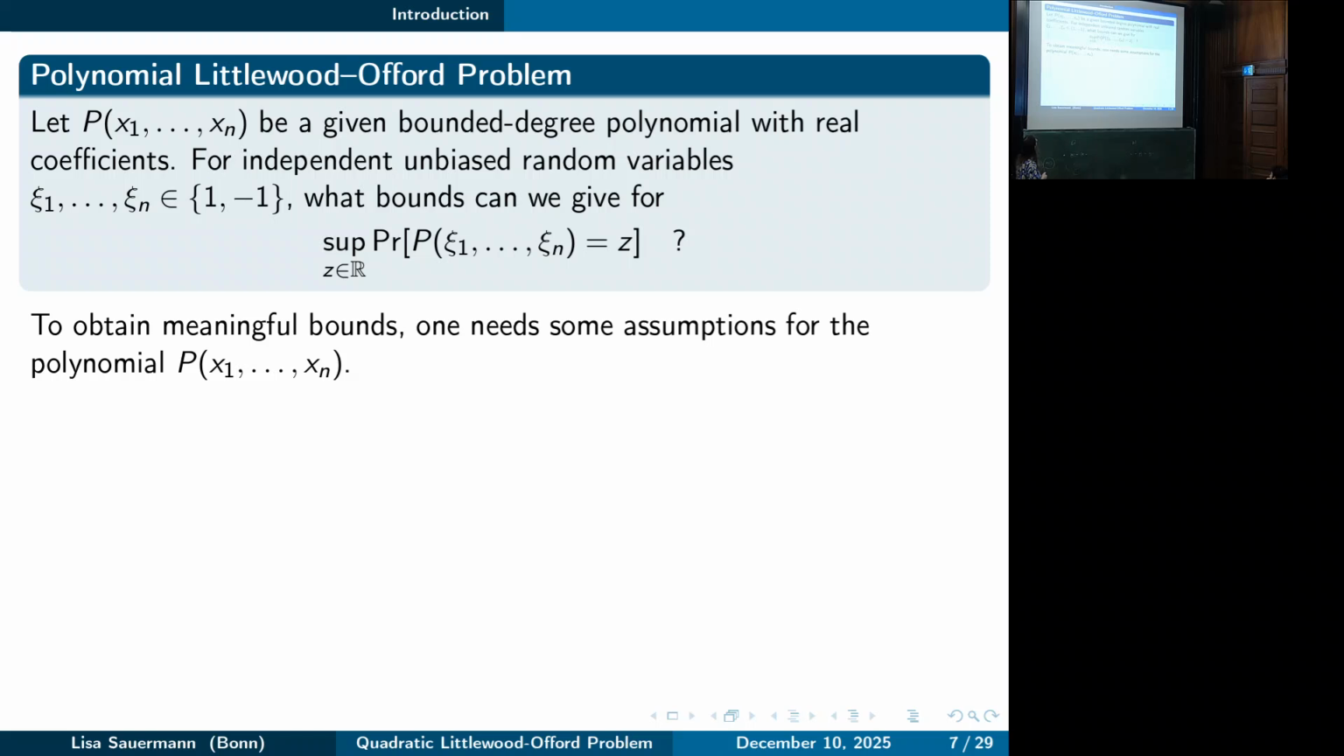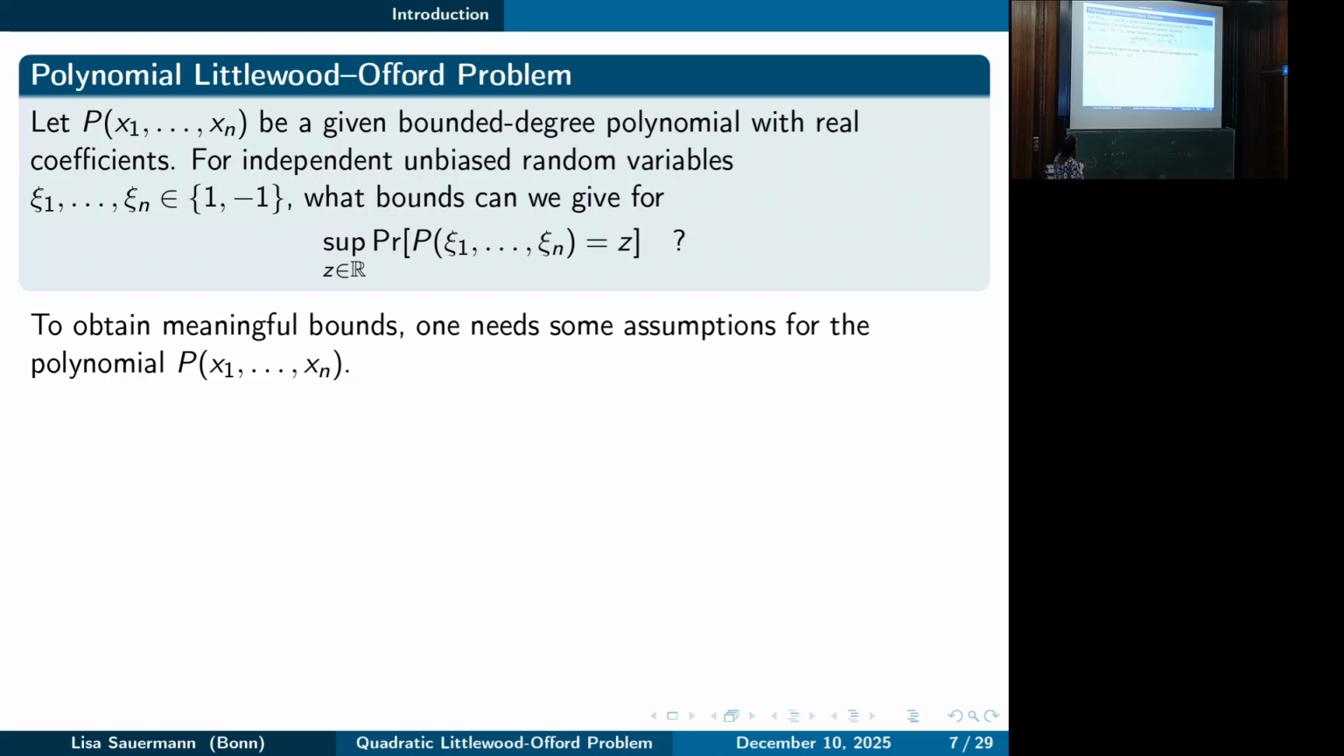And so then we arrive at what's called the polynomial Littlewood-Offord problem. The setting is we have a bounded degree polynomial with real coefficients, so we start with some degree bound. In the previous slide we had linear, now we could consider, let's say, quadratic or degree 3 or whatever. You fix your degree, then you consider n to be large. You take a polynomial with real coefficients, and you again take independent unbiased random variables in 1 and minus 1. And the question is again, what bounds can we give? How large can the probability be that the polynomial takes any particular value if we plug in 1 or minus 1 randomly for the variables?